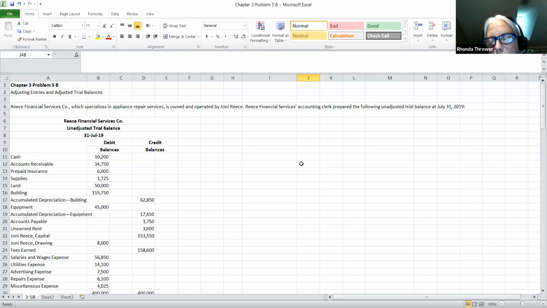Adjusted trial balance will be what we use in chapter 4 to start with. And in chapter 4, we'll continue the accounting process until we're through with it. And so it's very important that you know what's in chapter 3.